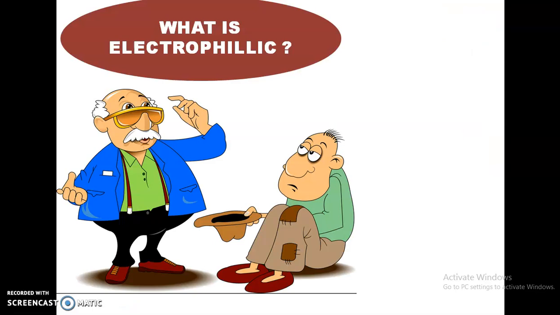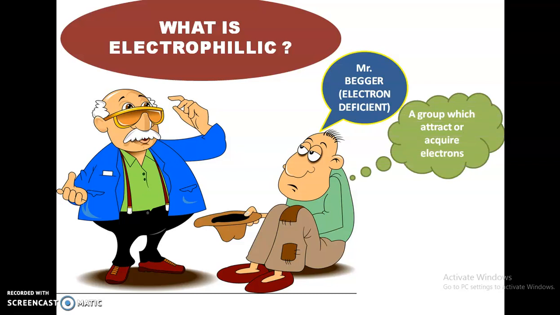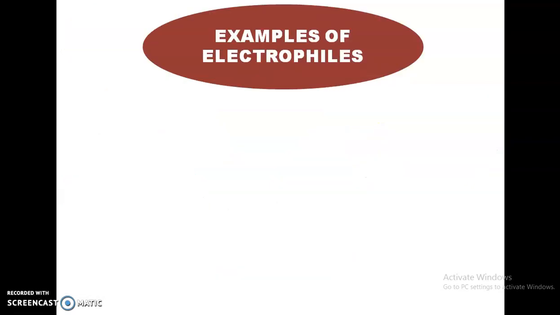So let's see what's electrophilic. We are familiar with this diagram. We know who are these two people and what they signify. This is Mr. Beggar, who is electron deficient, and I have Mr. Ambani, who can give electrons to him. So Mr. Beggar, being electron deficient, is an electrophile, a group which attracts or acquires electrons. So a group which has the ability to attract or acquire electrons is an electrophile. So electrophilic is electron loving.